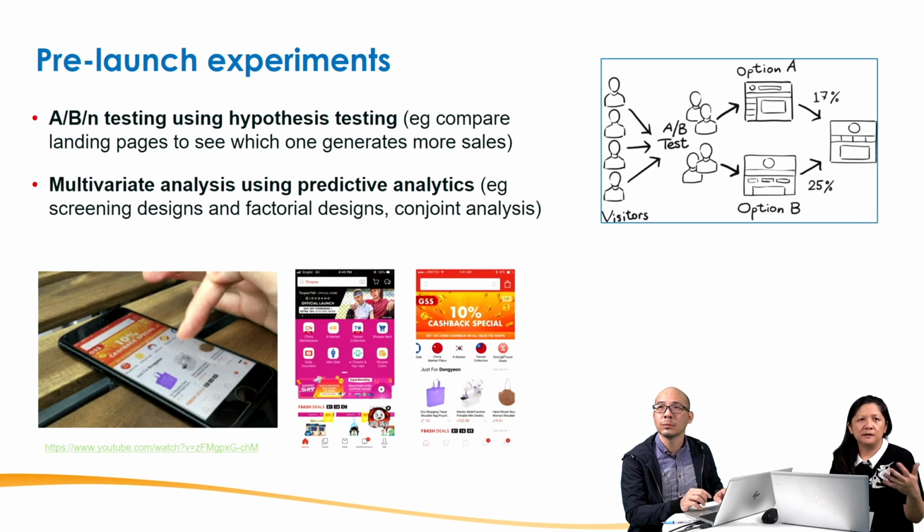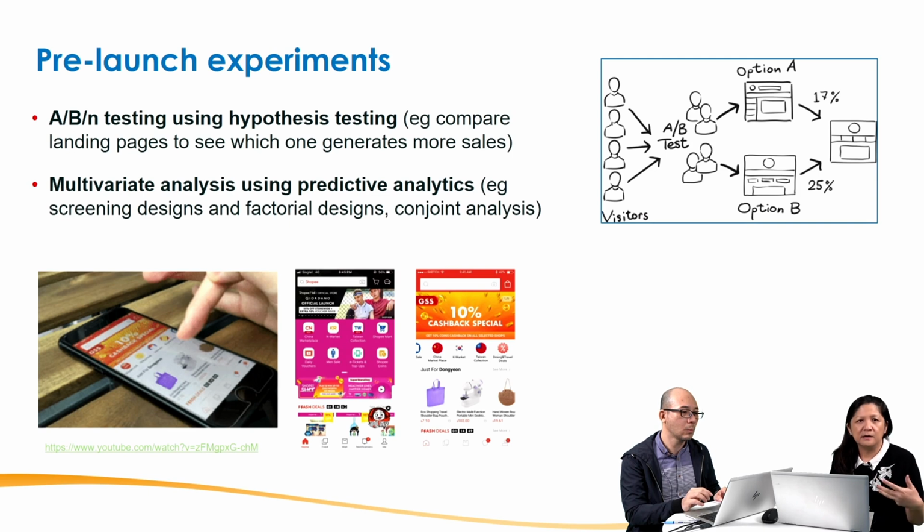Basically, if we take the Shopee example, if you're trying to compare, say, two landing pages to see which one generates more sales, as you can see from the screen, A is the first one on the left, B is the second one on the right. So using A/B testing and a statistical technique called hypothesis testing, we can compare the landing pages to see which one has a higher click-through rate. So that's the first one.